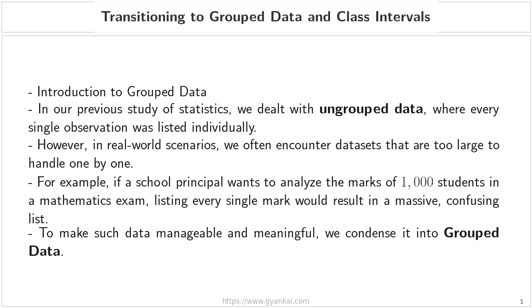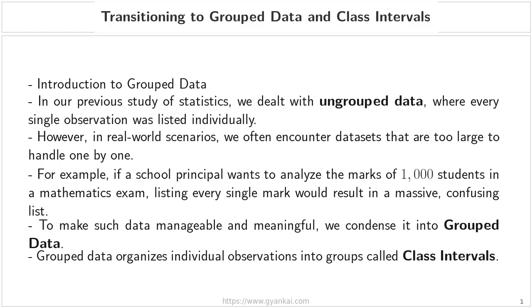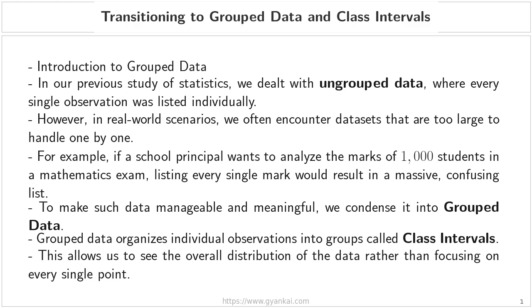To solve this problem and make such large datasets manageable and meaningful, we use a technique called grouping the data. We condense that long list into what we call grouped data. Instead of looking at every single point, we organize these individual observations into specific groups, which we refer to as class intervals. By doing this, we shift our focus. Instead of getting lost in every single individual value, we can clearly see the overall distribution of the data, allowing us to understand patterns, such as how many students scored in a certain range, rather than just seeing a sea of random numbers. In the next slide, we will look closer at exactly how these class intervals are structured.